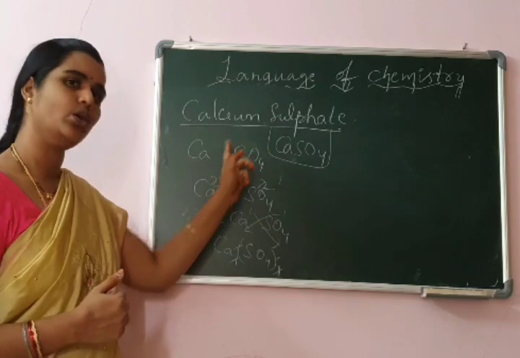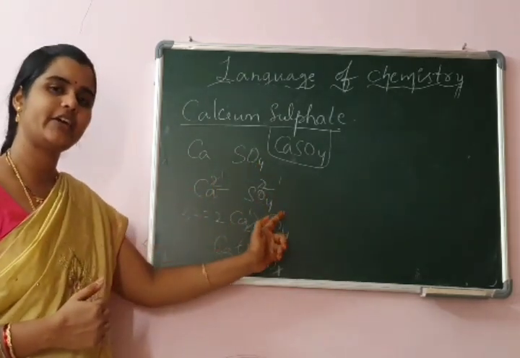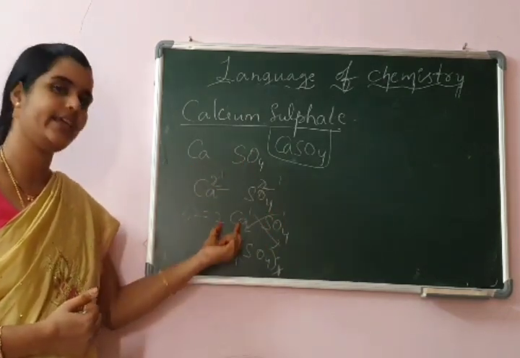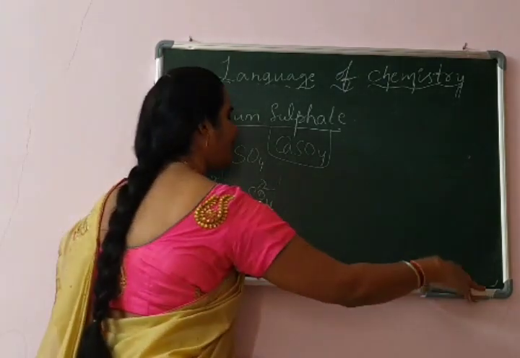Okay. So calcium sulfate. Valence of calcium is 2. Valence of sulfate is 2. So if you divide it with highest common factor, you will get Ca1, SO4 1. So if you crisscross, you will get CaSO4. Clear? Now let us see one more compound.